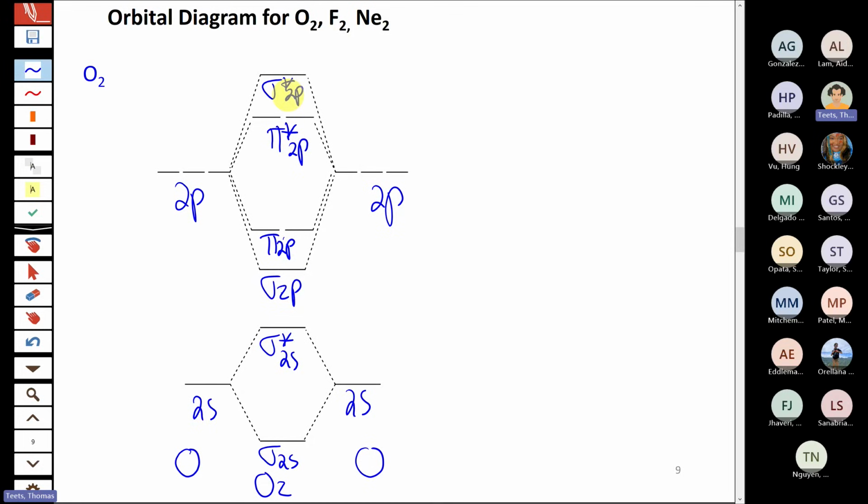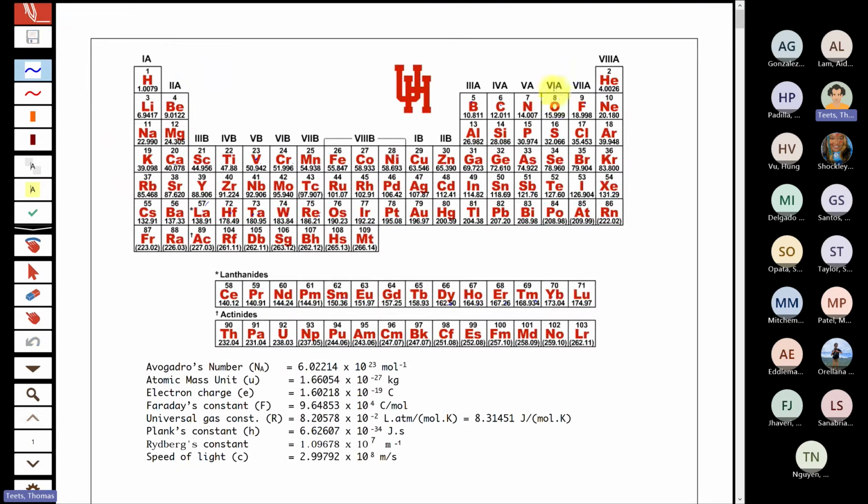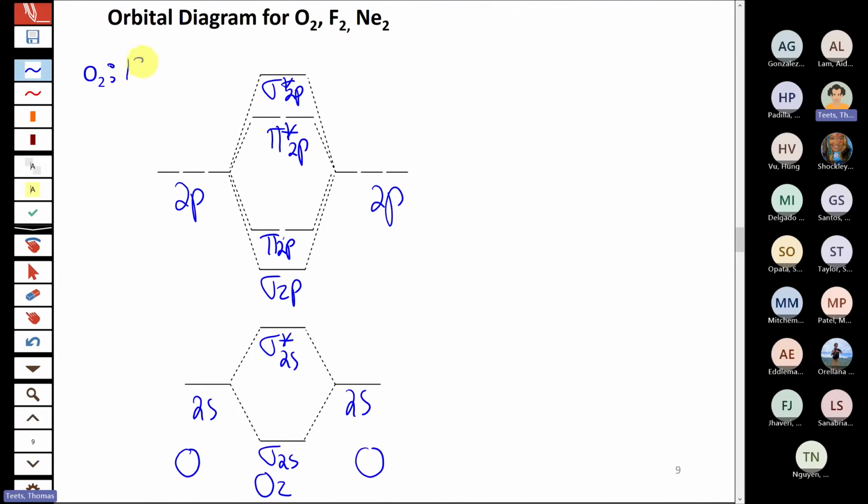All right, so the first thing is, how many valence electrons does O2 have? We just looked at the periodic table. Remember, oxygen is group 6. So each oxygen atom has 6 valence electrons. There's 2 of them for a total of 12. So we're going to have to populate this orbital diagram with 12 valence electrons.